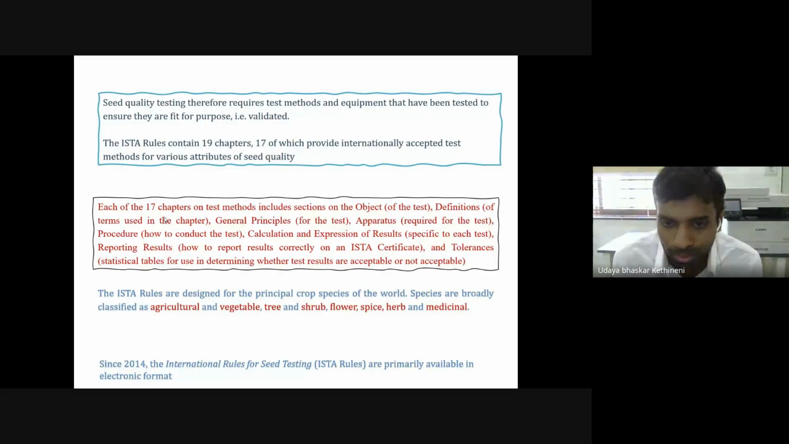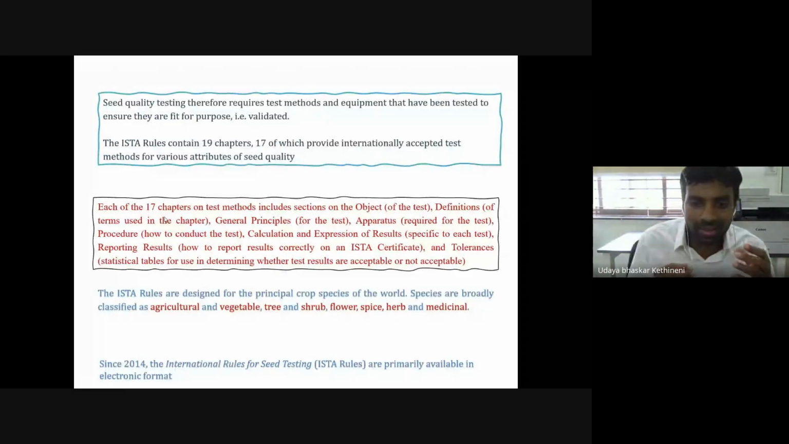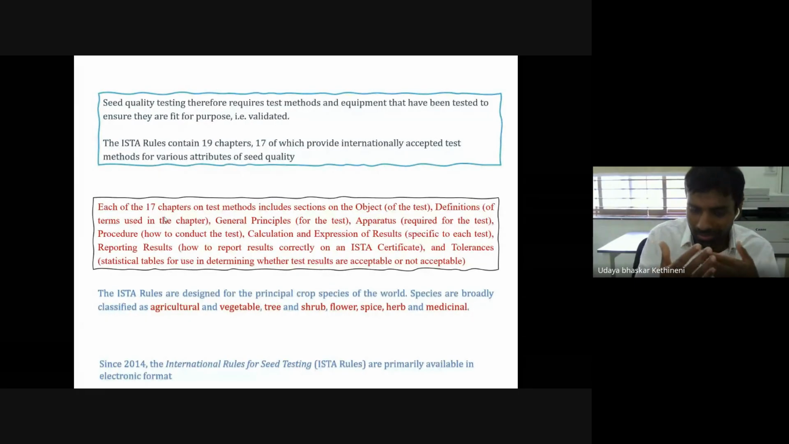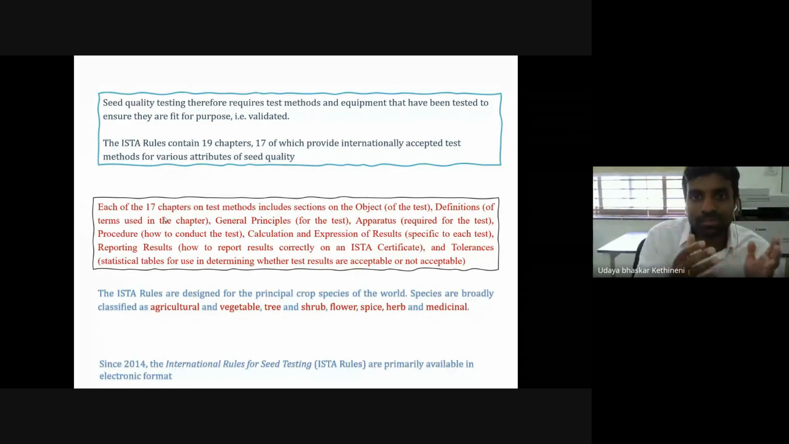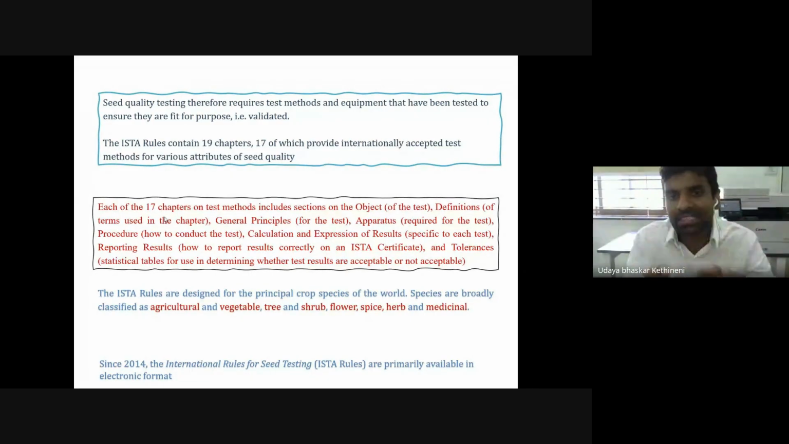And I just want to highlight one thing here: there is nothing much to explain. It is more like a book. The ISTA rules have 19 chapters, out of which 17 chapters deal with particular tests. For example, after sampling, what is the basic test?